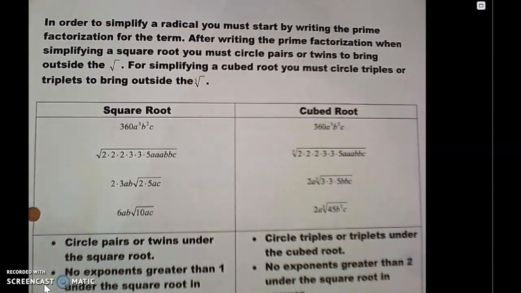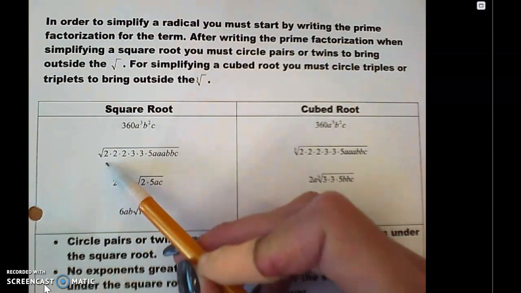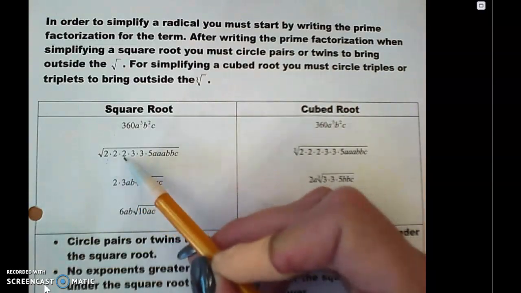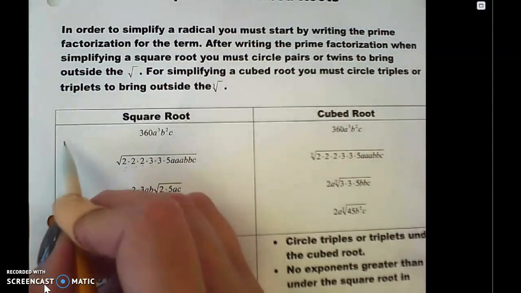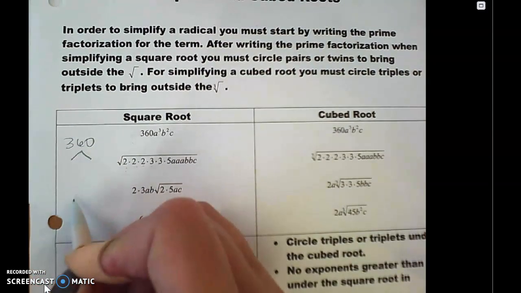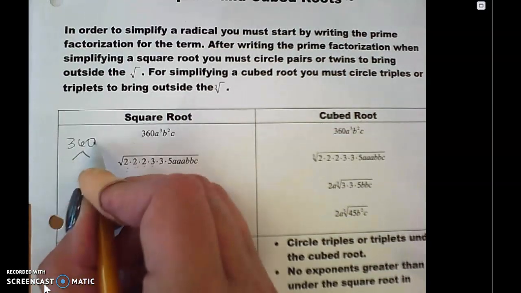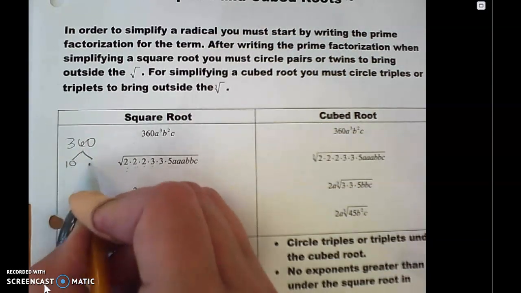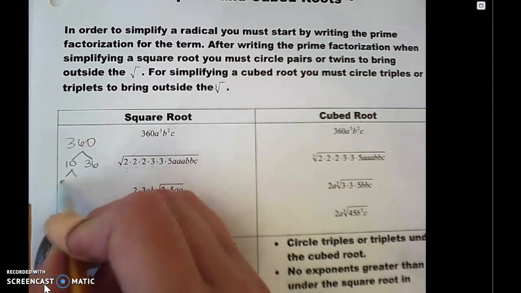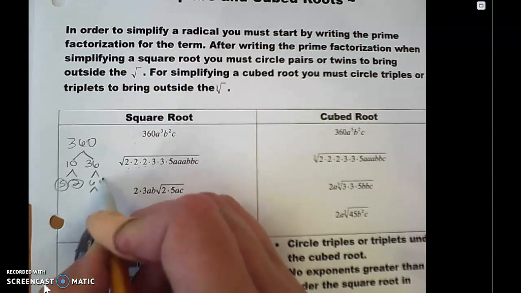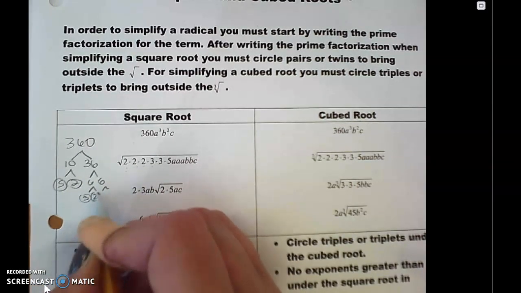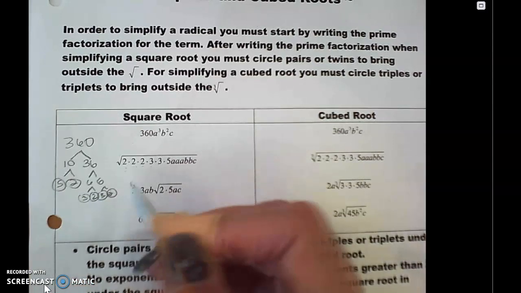For the square root of 360 a cubed b squared c, the prime factorization of it is 2 times 2 times 2 times 3 times 3. Now, that's without the tree, okay? I don't expect you to be able to do that without first doing it this way. So, remember if it ends in 0, it's a multiple of 10. This is a 5 and a 2, 6 and 6. Go down to 3 and 2, and 3 and 2, right?